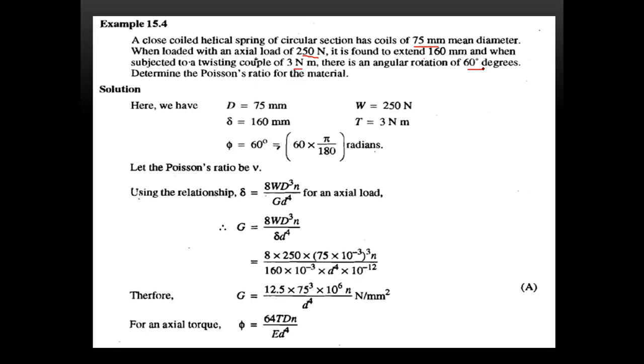First write the given data. D is equal to 75 mm. Deflection is 160. W is equal to 250. Twist is equal to 3 Newton meter. Angular rotation is 60 degrees, right? Then what is the Poisson's ratio?